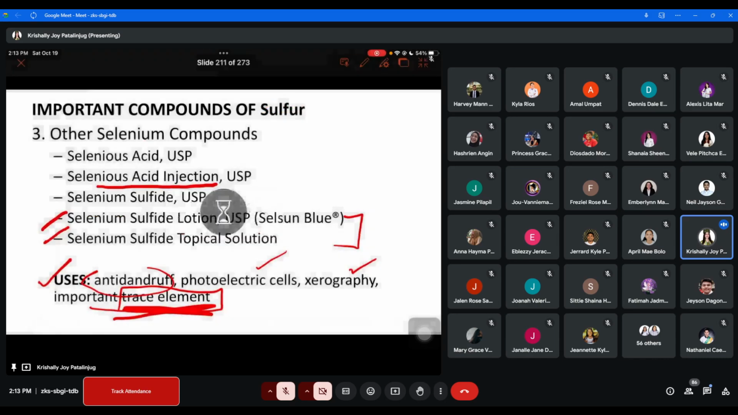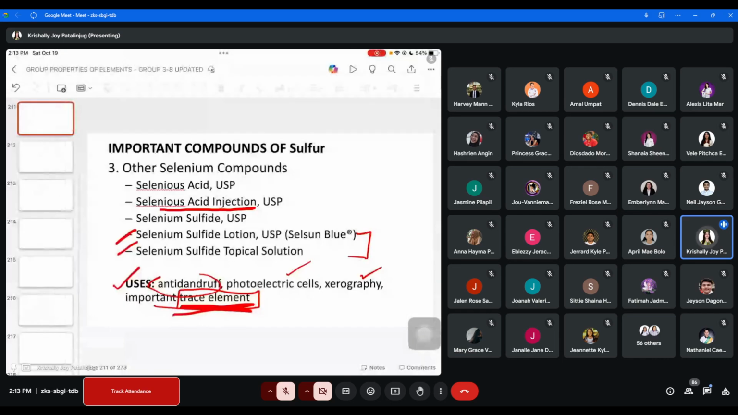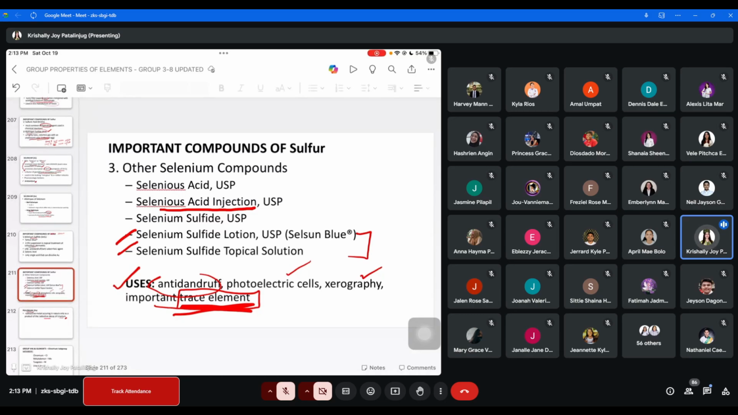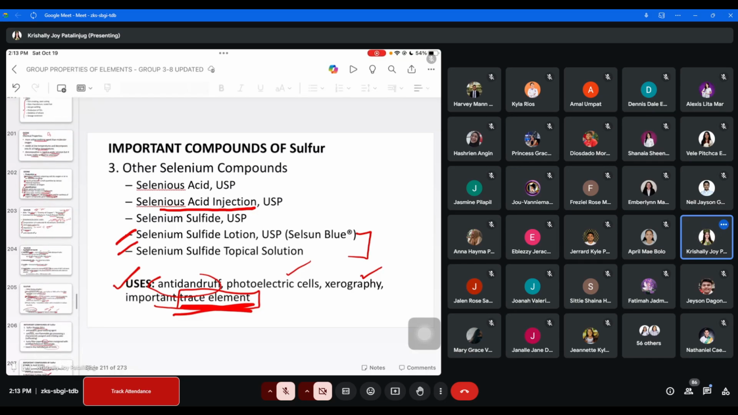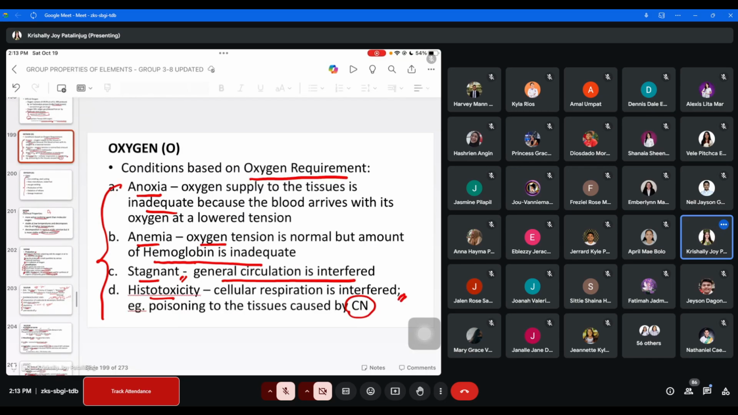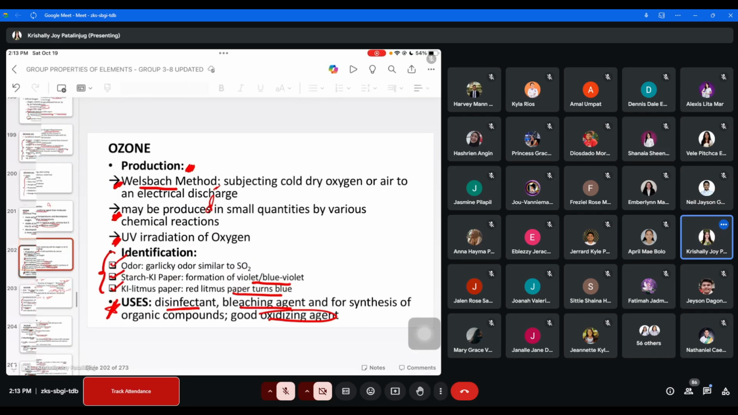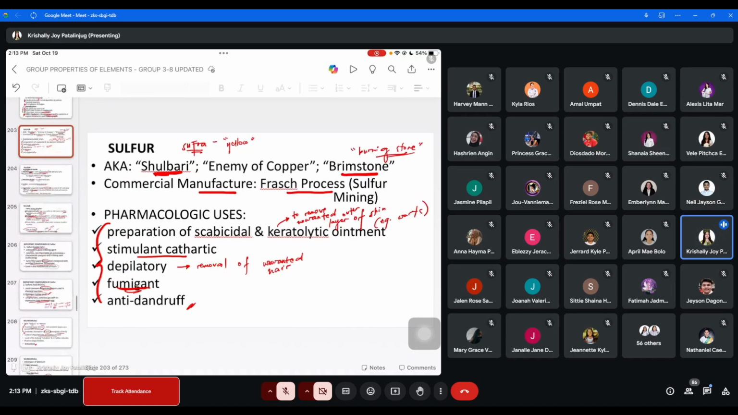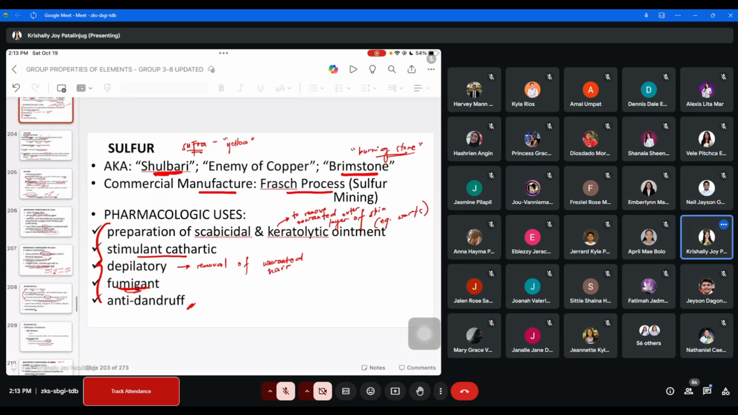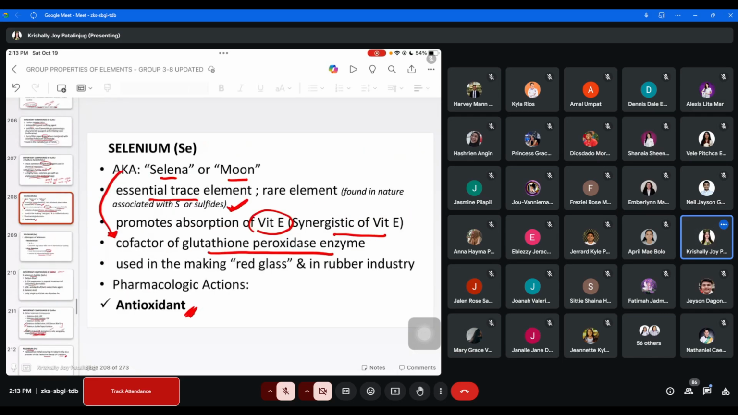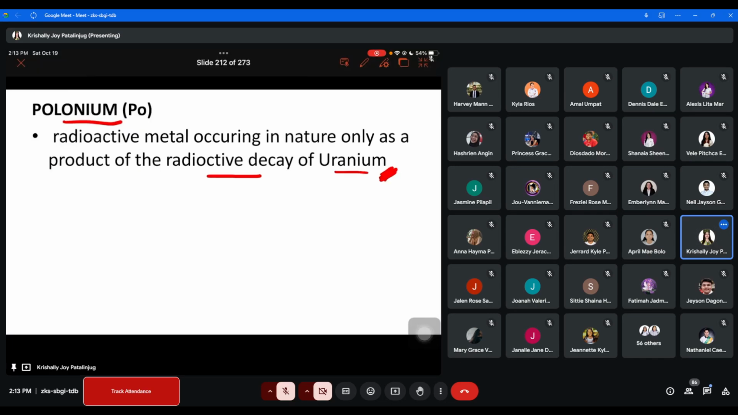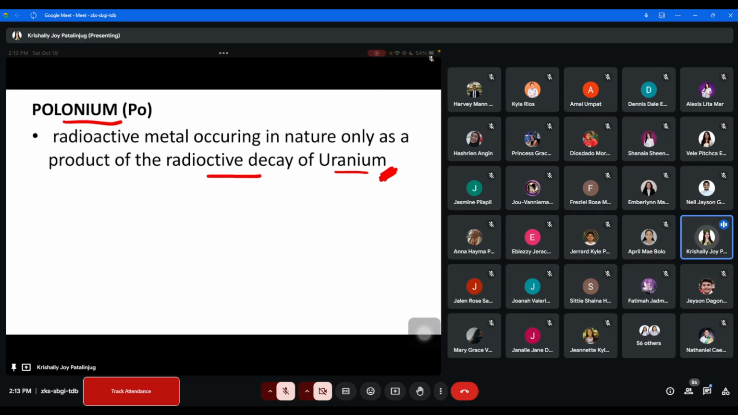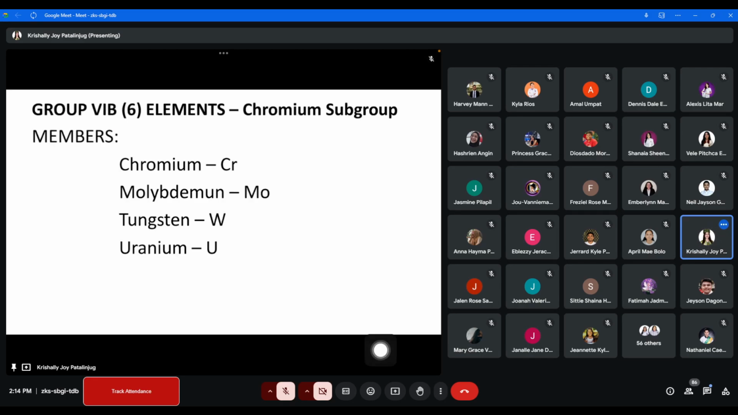So far, we were able to discuss group 5, a review of group 5A and group 6A elements. Under 6A, you have oxygen, sulfur, selenium and polonium. Polonium has no pharmaceutical uses. Okay, let's proceed with 6B elements, or the chromium subgroup.